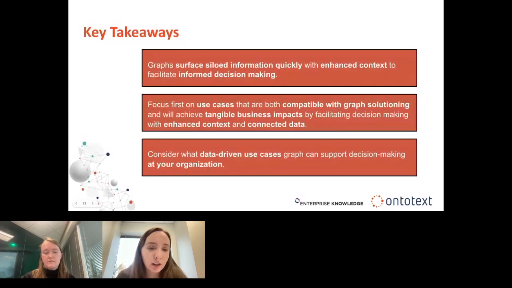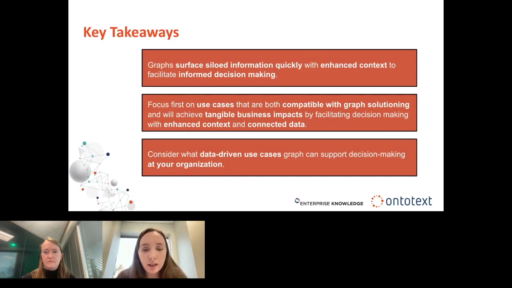So again, just really wanting to re-emphasize the point that graphs have the ability to surface siloed information really quickly with enhanced context to facilitate that informed decision-making at your organization. So when considering data-driven graph use cases for your own organization, we encourage you to prioritize those that are compatible with graph solutioning, but will also achieve tangible impacts for the business by facilitating that decision-making with enhanced context and connected data.